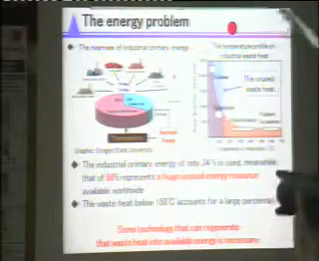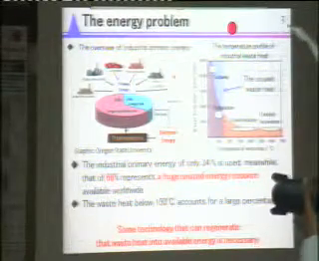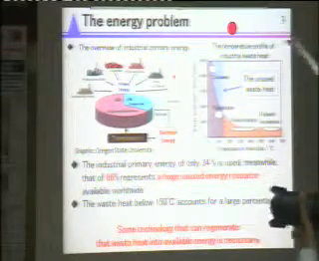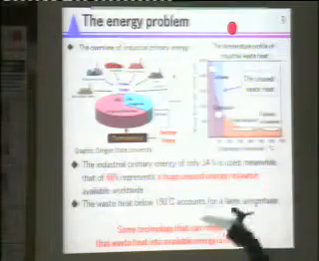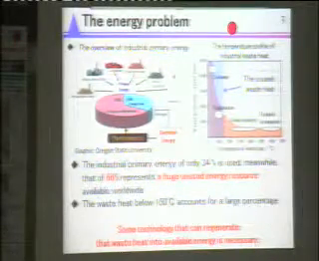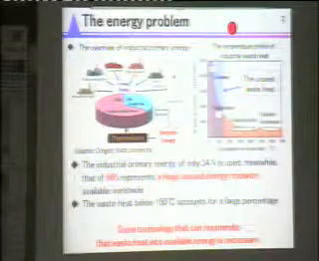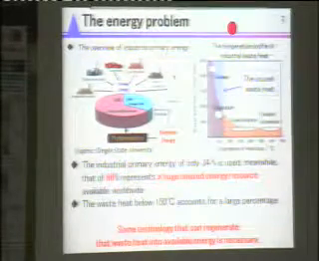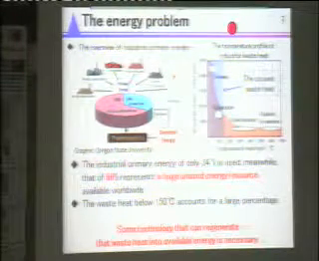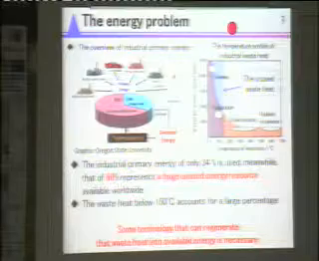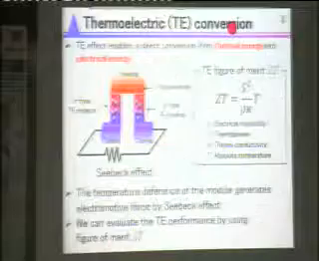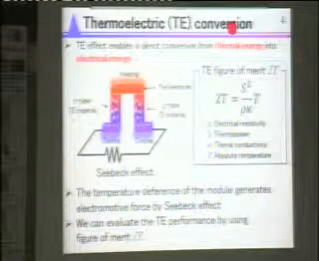This is the content of my presentation. Firstly, research background, then my research materials, experimental results, calculation results, and conclusion. This is an overview of industrial primary energy. Of the industrial primary energy, only 34% is used like this. Meanwhile, the 66% represents a huge unused energy resource available worldwide.